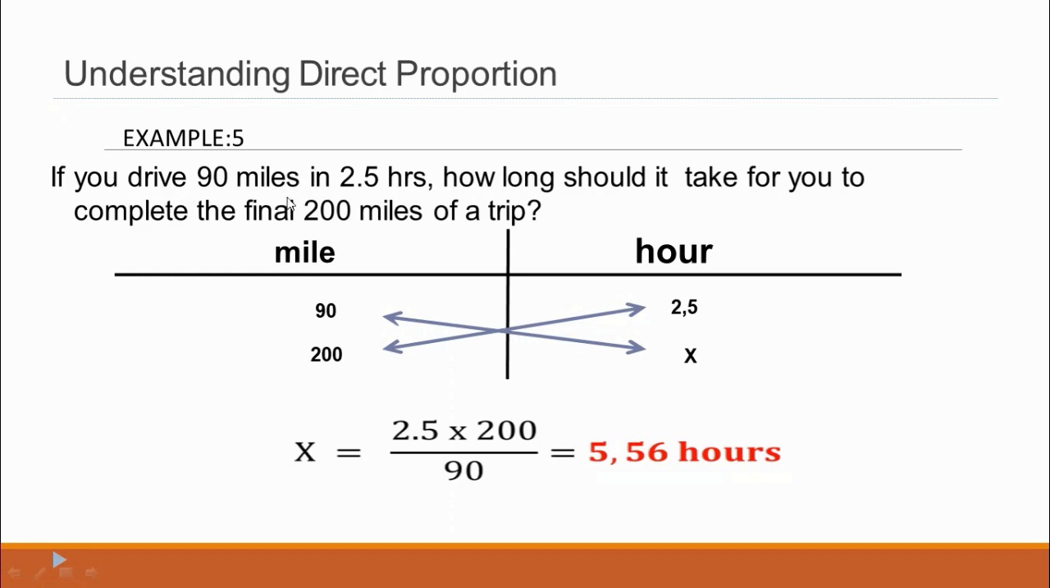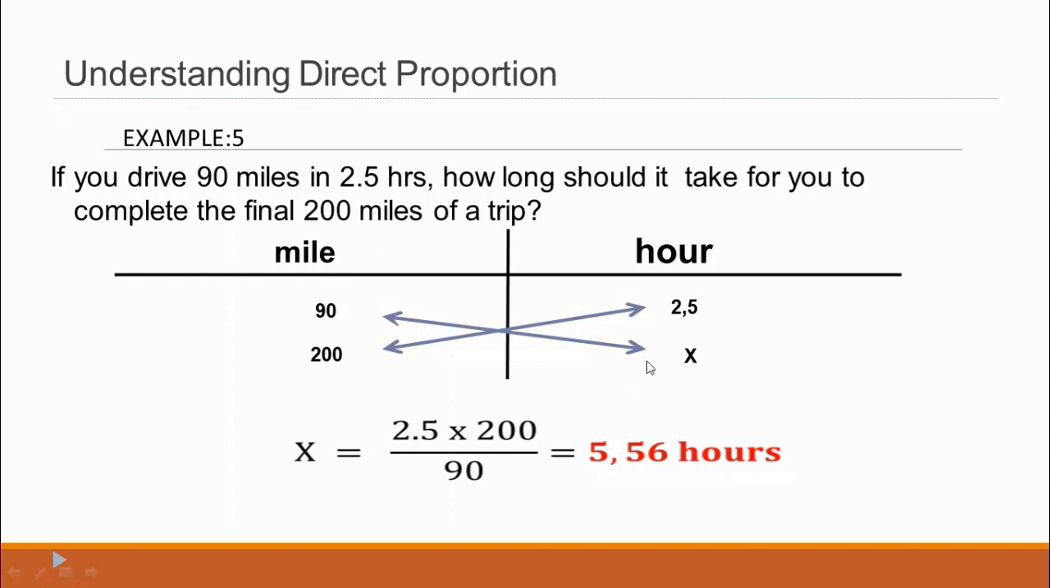Now present the second quantity in the second column, hours. In the first sentence we have 2.5 hours, and in the second sentence the hour is unknown. In the first sentence we have two quantities, miles and hours. So miles is 90 and hours is 2.5, and in the second sentence we have 200 miles and the hour is unknown.